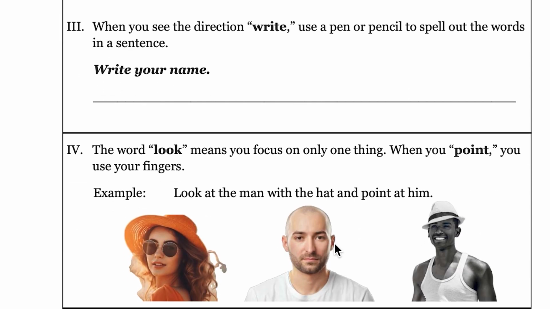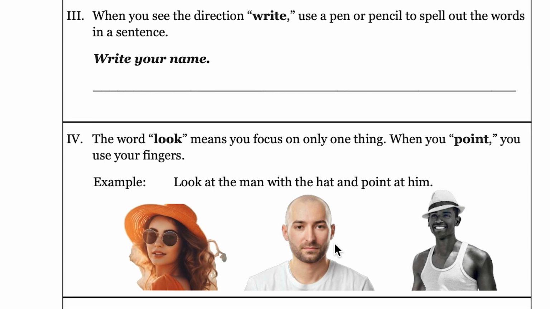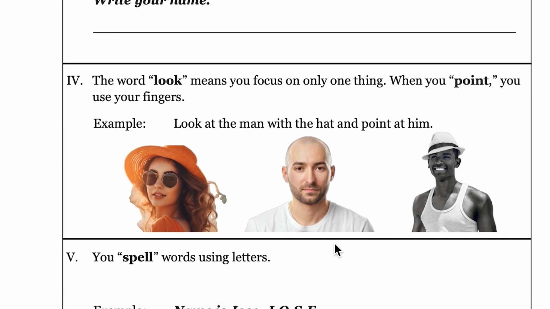The word look means you focus on only one thing. When you point, you use your finger. So I use look and point together. I match these two up a lot and say look and point. For example, the example that I use in the book is look at the man with the hat and point to him. And, of course, there are two men in this picture, and it's a matter of finding the one that's wearing a hat, etc.